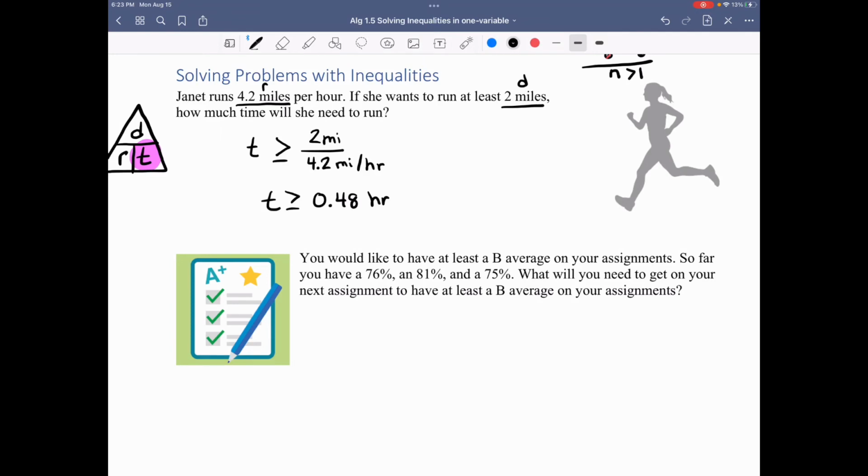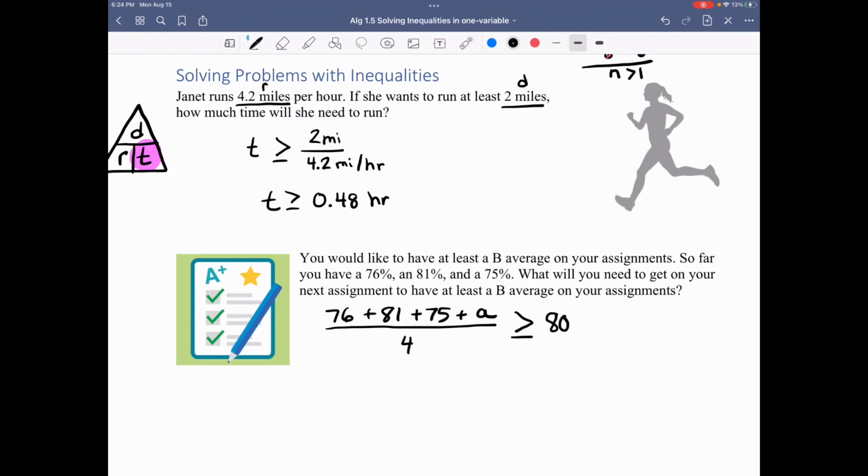So far you have a 76, an 81, and a 75%. What will you need to get on your next assignment to have at least a B average on your assignments? To find an average, you have to add and divide by however many things you're adding. So let's take our 76 plus 81 plus 75 plus your next assignment, and we want to divide that by 4. And we want at least a B average, so whatever we have here has to be greater than or equal to an 80, because that's a B.